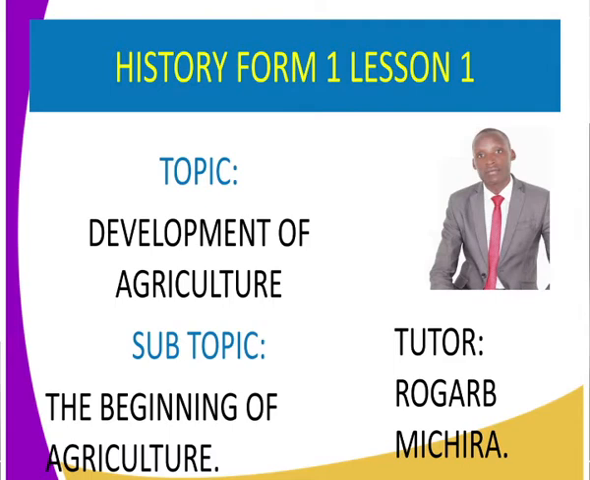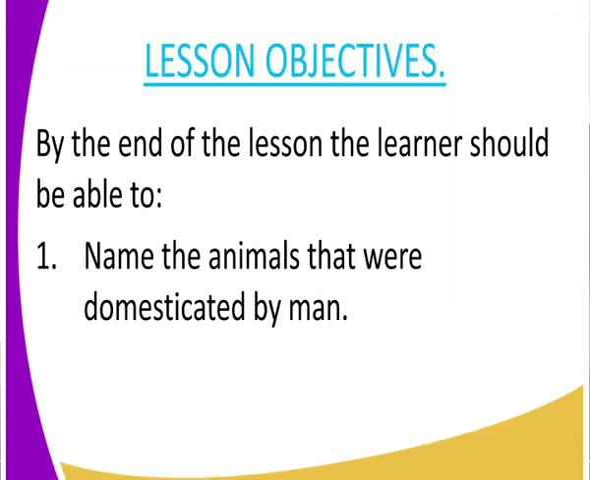Now, in our previous class, we did look at the crops that were being domesticated by man. We looked at barley, wheat, sorghum, yams, rice, and also maize. But today's class, we get to domestication of animals. So class, what do we expect at the end of the lesson? We expect that we'll be able to state some of the animals that were domesticated by man, and state the reasons why man domesticated some of these animals.